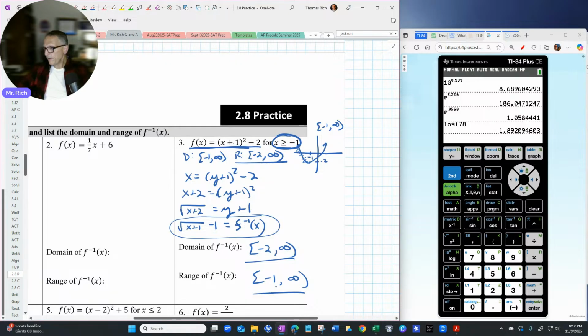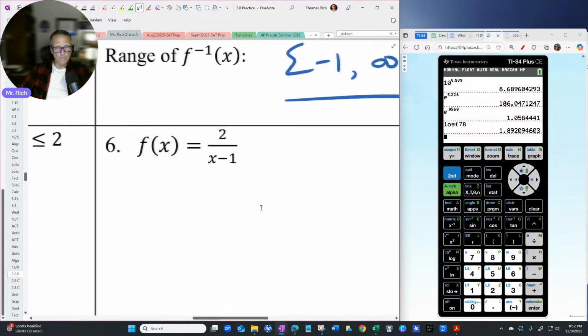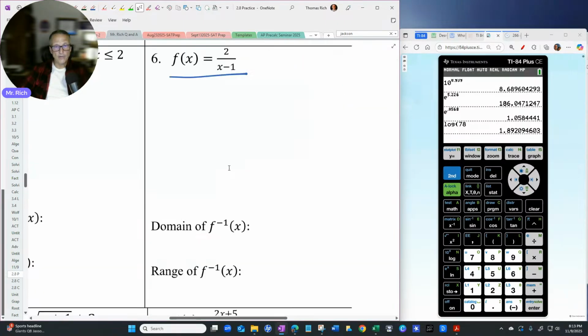Now, the other thing that I wanted to go over for the AP Pre-Calc students was what this is going to look like when you have to find an inverse function for a rational function. And we'll start off with this problem here, number 6. So our job is much the same as it was previously, is we're going to find the inverse function here, and we want to know what's going to be the domain and range.